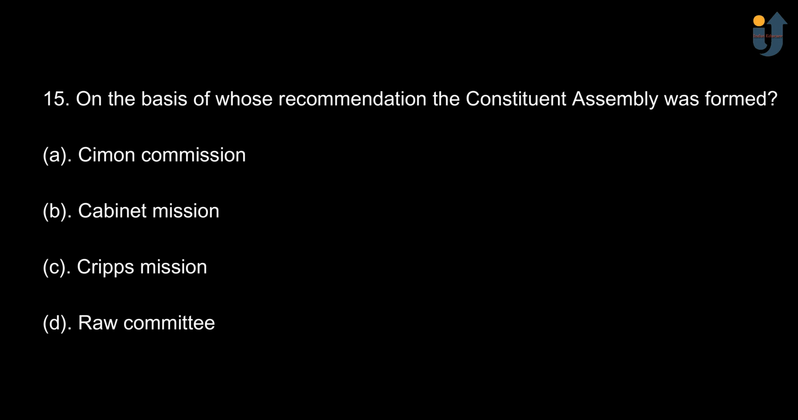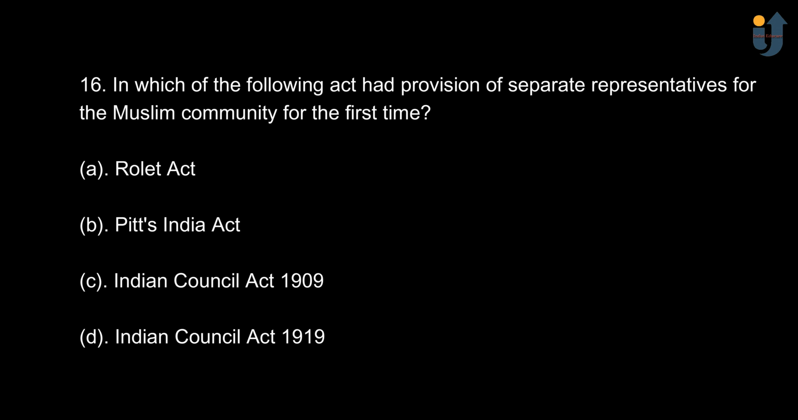Option A, Simon Commission. Option B, Cabinet Mission. Option C, Cripps Mission. And option D, Raw Committee. The correct option is option B, Cabinet Mission. Next, in which of the following act had provisions of separate representatives for the Muslim community for the first time? Option A, Rowlatt Act. Option B, Pitt's India Act.